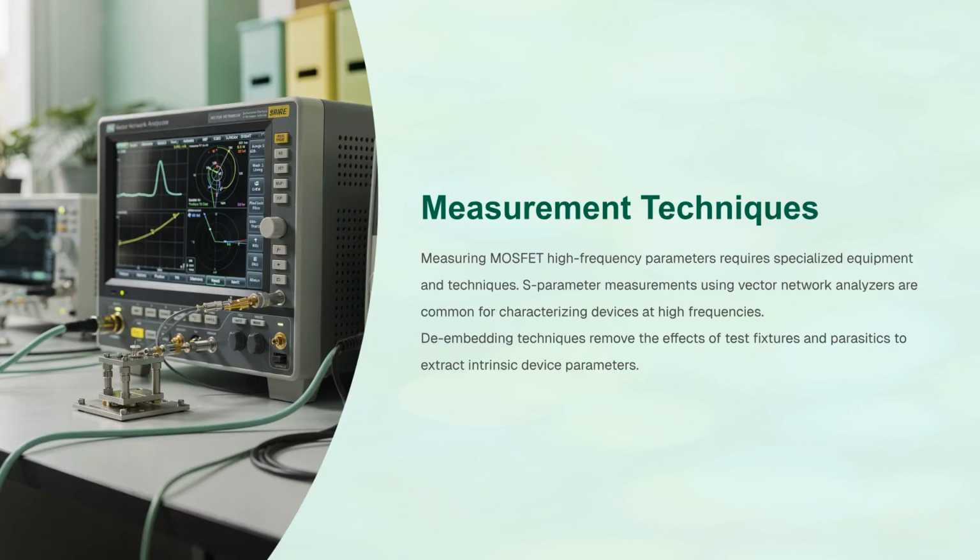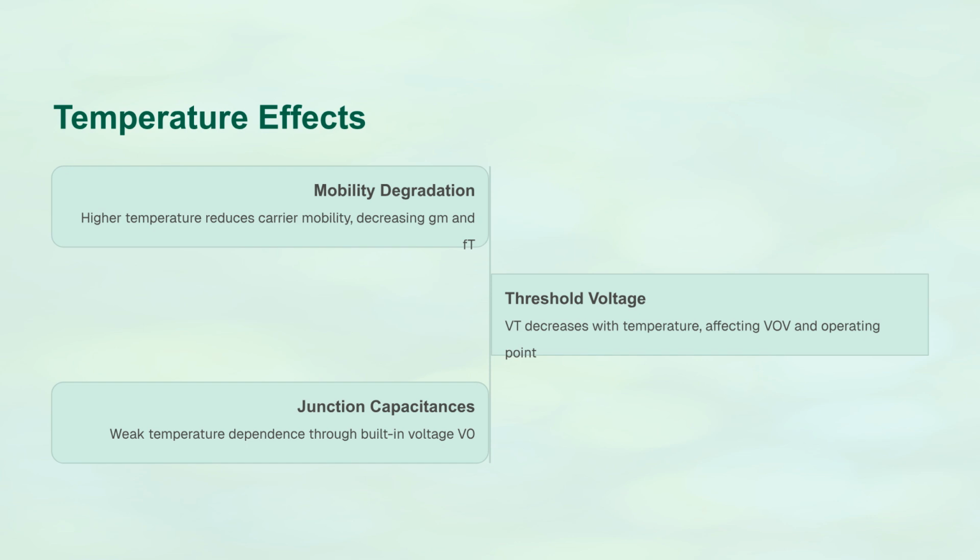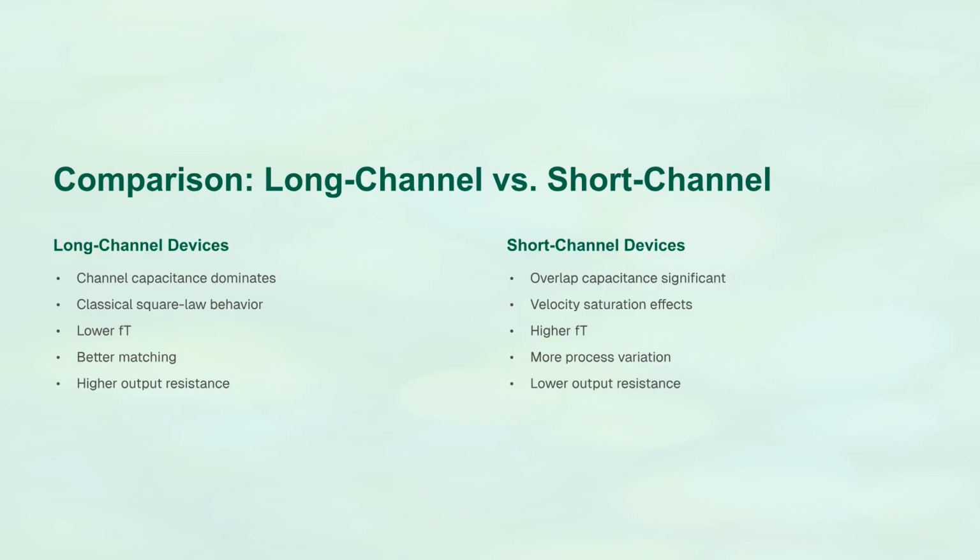Measuring high-frequency parameters requires specialized techniques. S-parameter measurements using vector network analyzers are commonly used, and de-embedding techniques are necessary to remove measurement system parasitics. Temperature affects performance by degrading carrier mobility, which decreases transconductance and fT. It also influences the threshold voltage and operating point, while junction capacitances show a weak temperature dependence.